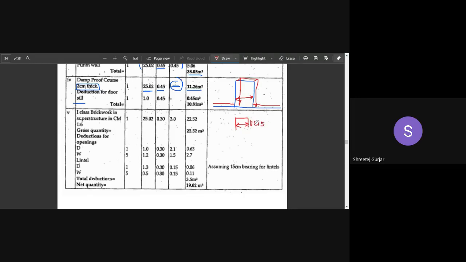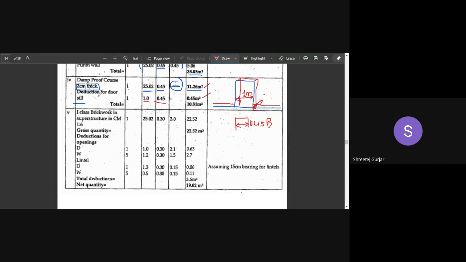Not the thickness, I mean by thickness I mean width. Okay, width, that is B. So that is mentioned over here, and this is the length of your door, which is 1 meter. The width of our door, which is 1 meter, and then this is the width of our DPC, which is 0.45. So this deduction we need to do from our damp proof course.